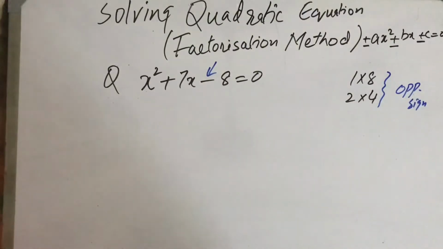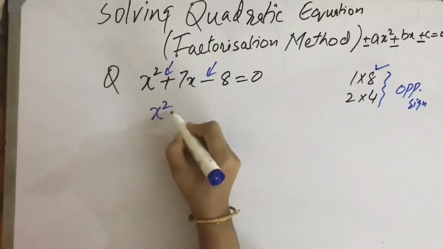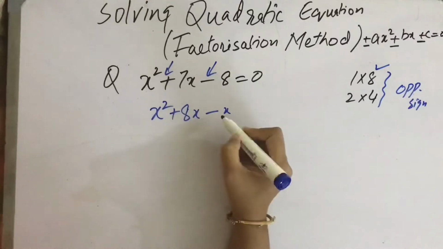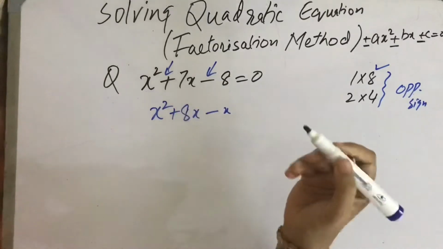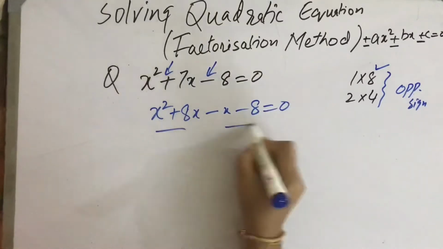And this sign is positive. It means that your bigger factor will have positive sign. We shall have 8x minus x. When we subtract 1x from 8x we shall have 7x, and when we multiply these two we will have 8. Again we have two pairs.